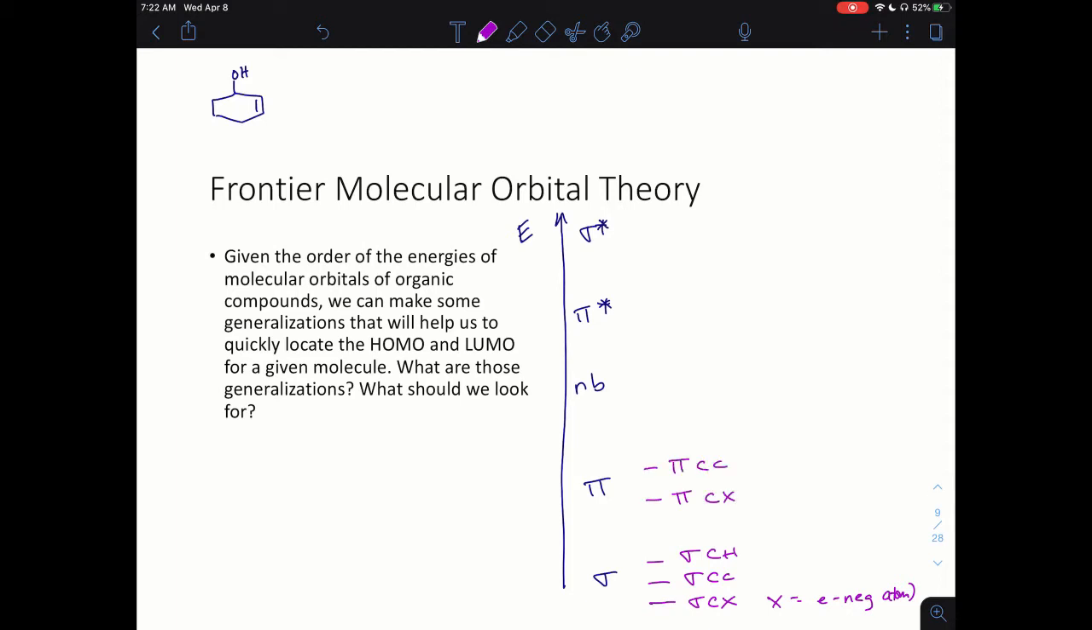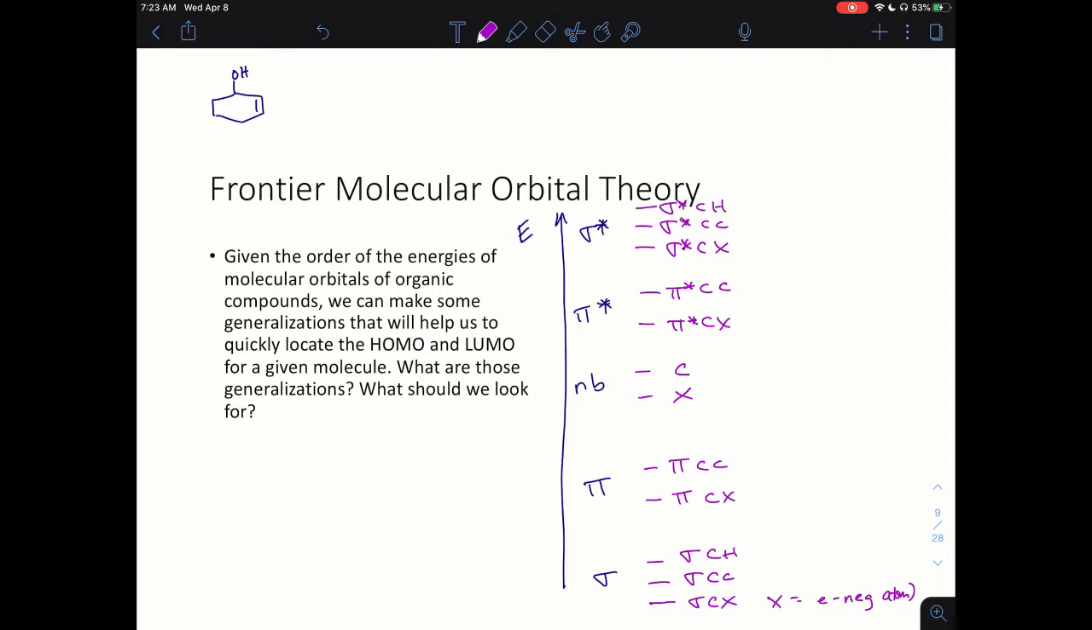So we can see that within the pi group. We can see that within the non-bonding, X will have lower energy orbitals than C. X is more electronegative than carbon. Pi star CX is lower energy than pi star CC. And then finally, sigma star CX, sigma star CC, and then sigma star CH at the top.